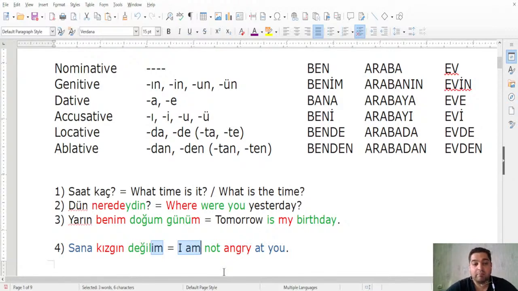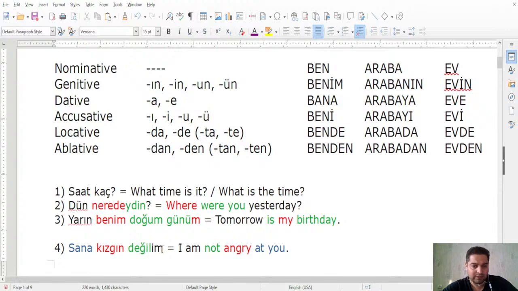You can also say "ben sana kızgın değilim", but we don't have to pronounce ben here. Therefore, "sana kızgın değilim" already denotes ben, right? Me. Sana kızgın değilim. And here you see it is a verb to be structure. I am, you are, they are, and so on, right? We are.